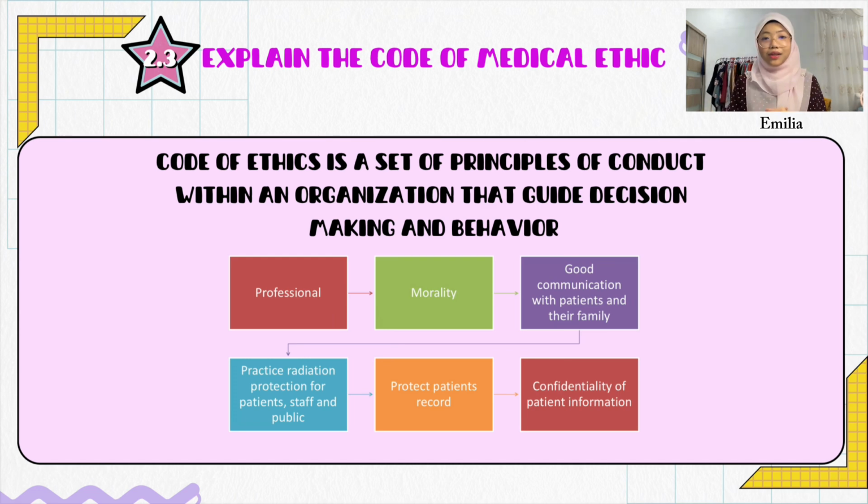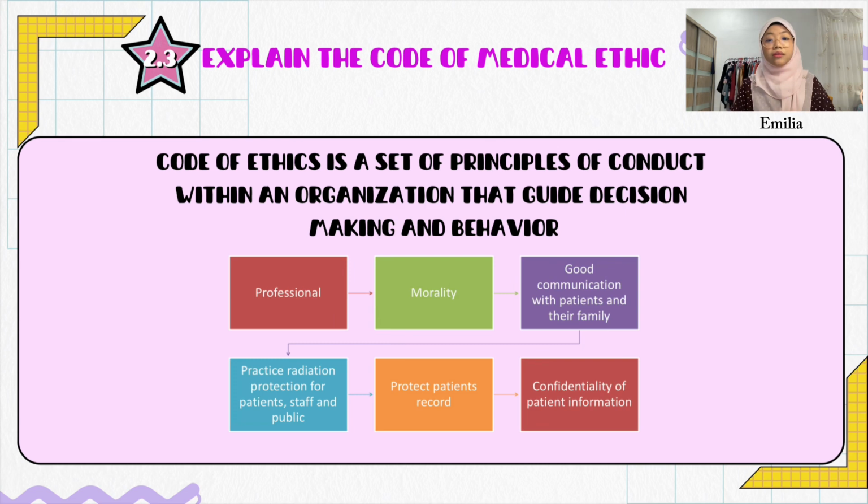The next one is practicing radiation protection for patients, staff, and the public. Radiation protection is essential in medical imaging and therapy to minimize exposure to ionizing radiation while ensuring diagnostic and therapeutic effectiveness. It focuses on safeguarding patients, healthcare staff, and the public from unnecessary radiation risk by following established safety principles and protocols.